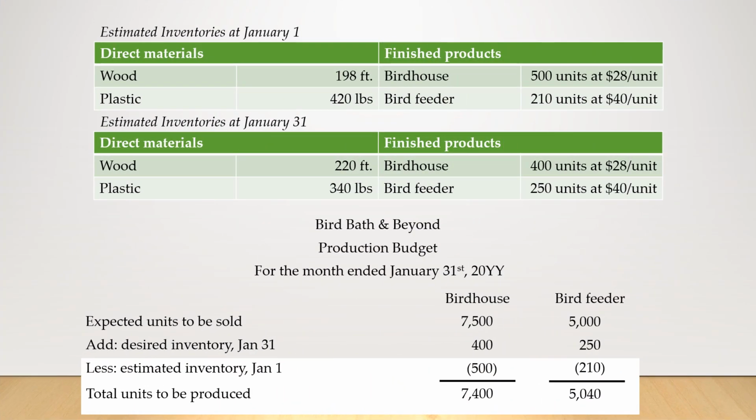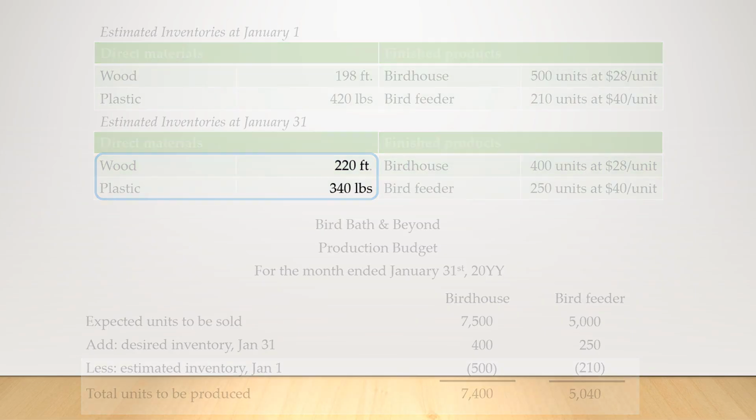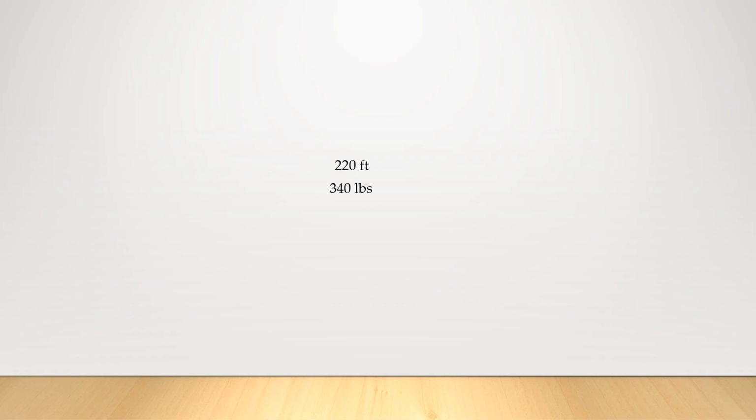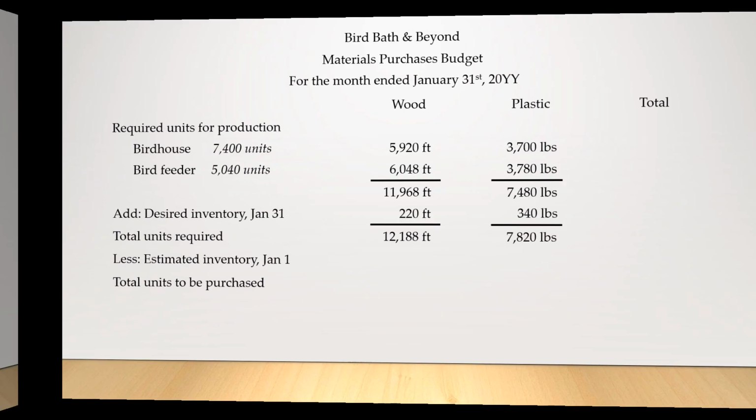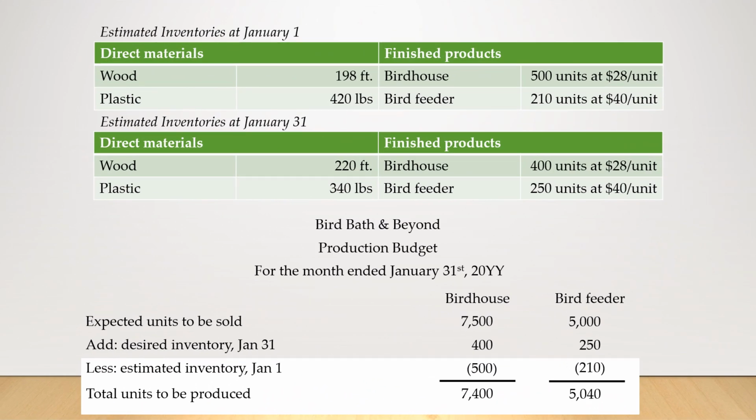Referring back to our tables for beginning and ending inventories, the ending January inventories are estimated at 200 feet of wood and 340 pounds of plastic. January's beginning inventories are 198 feet of wood and 420 pounds of plastic.